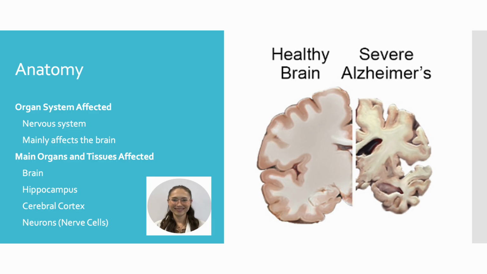The disease also damages neurons or nerve cells, making it harder for them to communicate with each other. So the image I have here on the right compares a healthy brain to a brain with severe Alzheimer's. You can see that the Alzheimer's brain has shrunk a lot and has much larger spaces between the folds. This loss in the brain tissue is what causes memory loss, confusion, and other symptoms that become more severe over time.